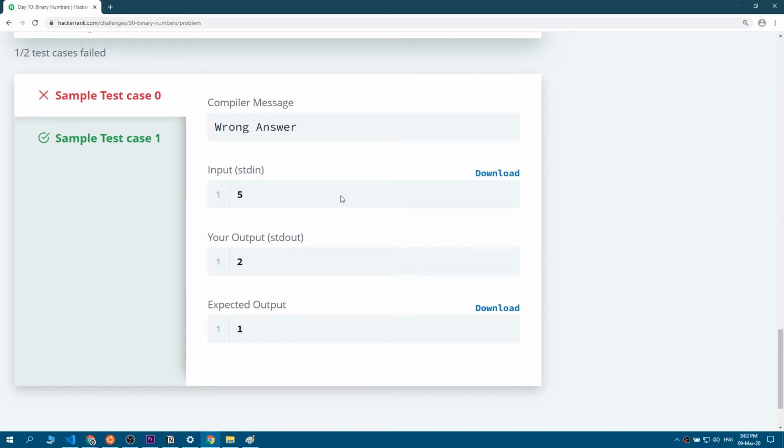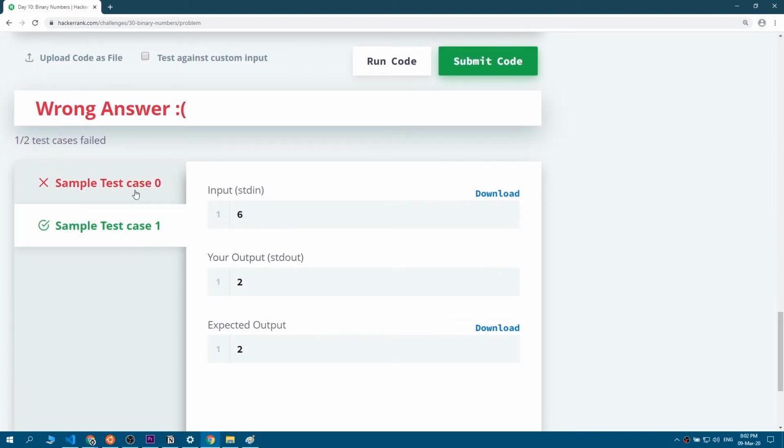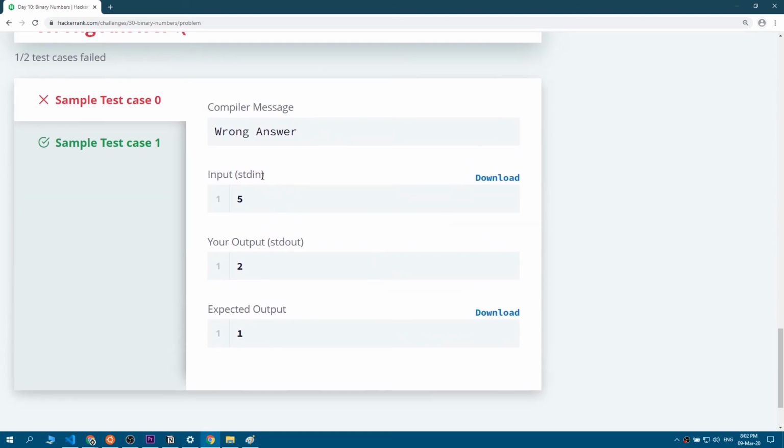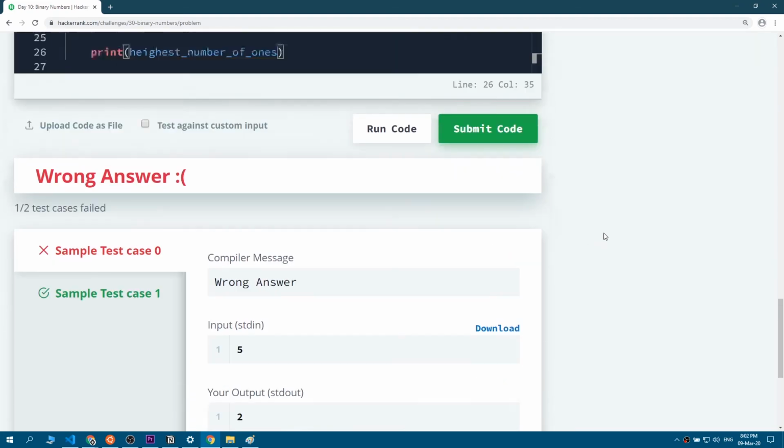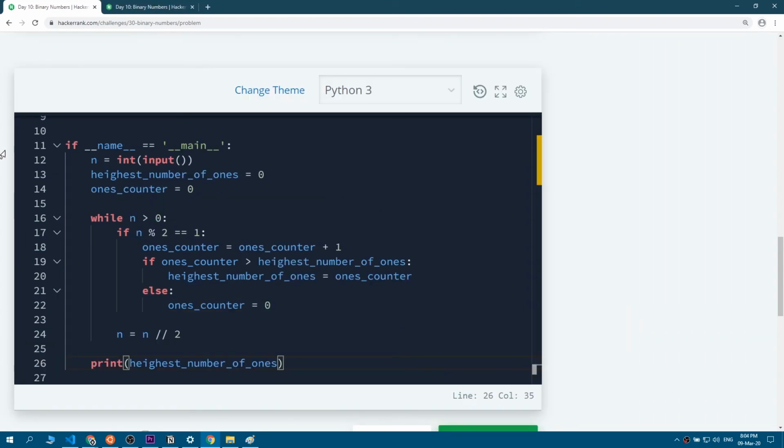Alright, we passed one and missed one. I don't know why, but let's see what we got wrong. Yeah, so if it's not 1, we don't want to do anything. We just want to escape. Let's see what's the problem here. Your output is 2. The expected output is 1. If n modulo 2, ones counter. Alright, okay, I've got this.